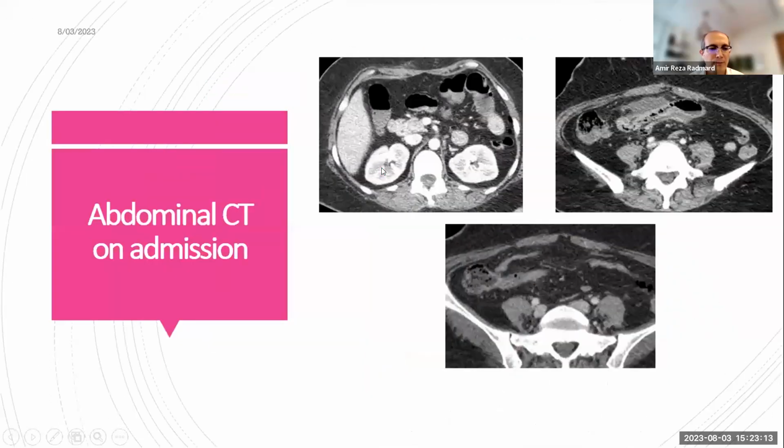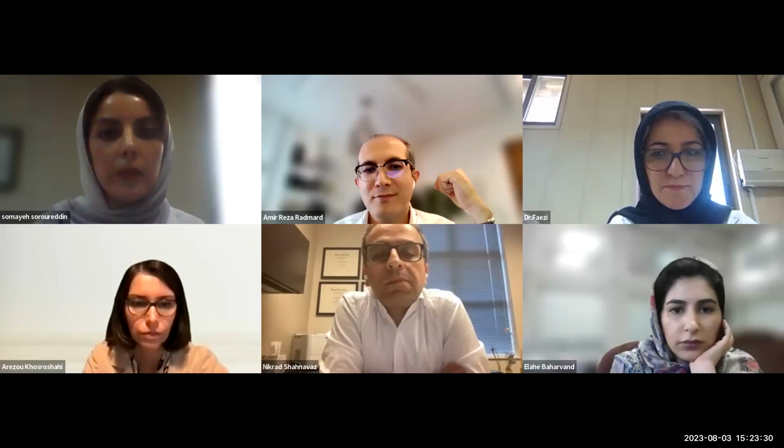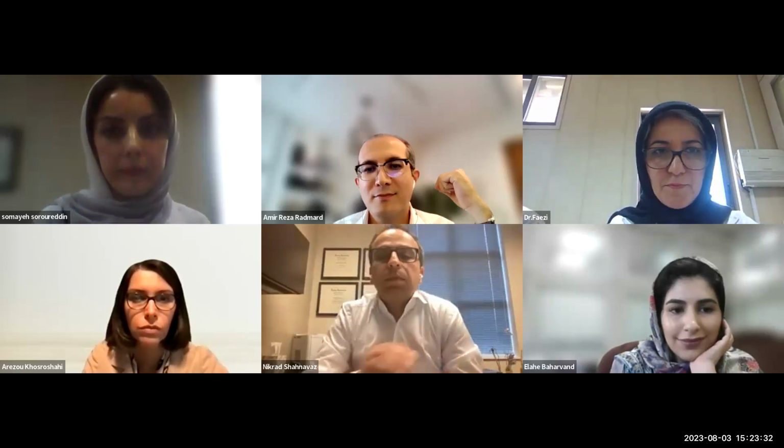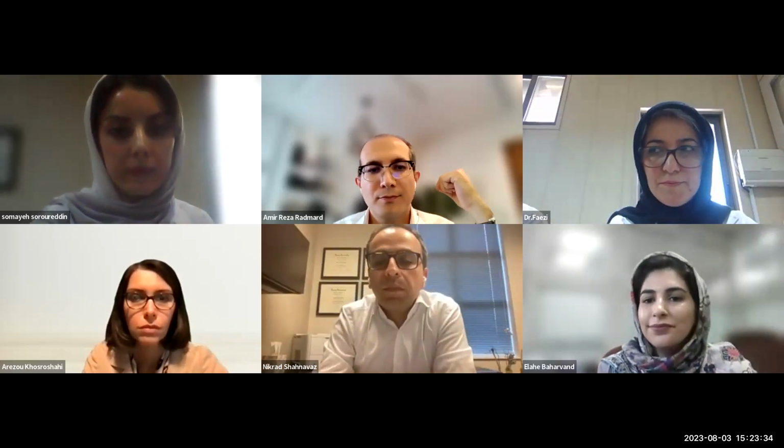Here you can see different cuts of CT which was done with IV and oral contrast. Dr. Radmehr, thank you. If you let me, I can show you the whole CT images of the case in DICOM format. If you stop sharing, I can share my screen. Yes, go on, please.